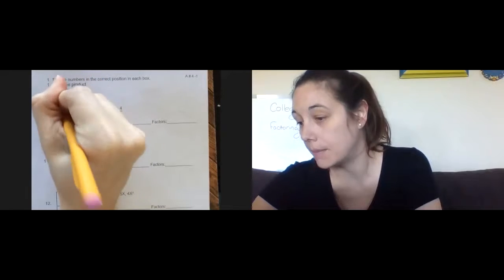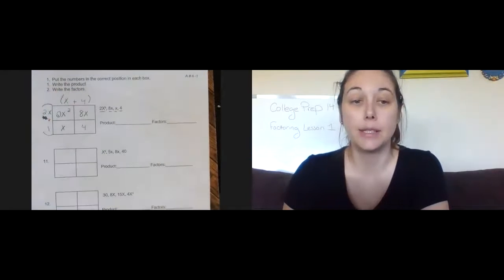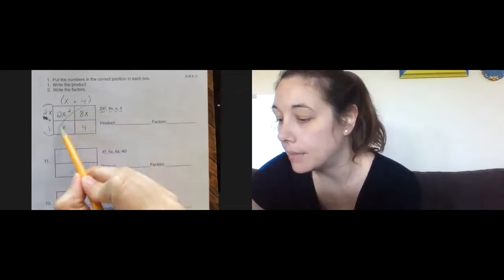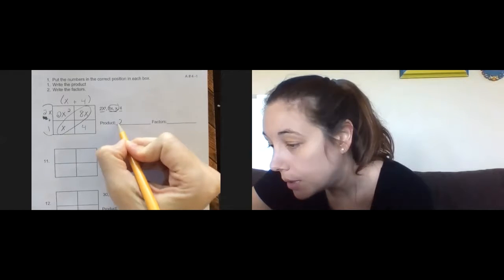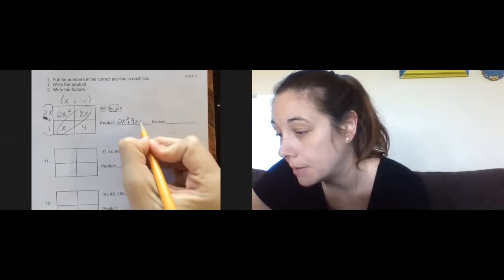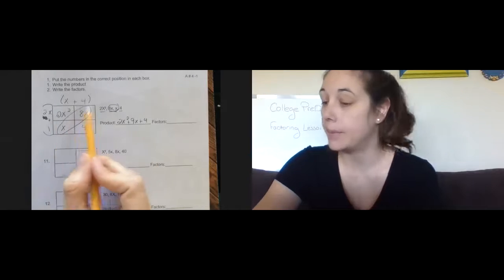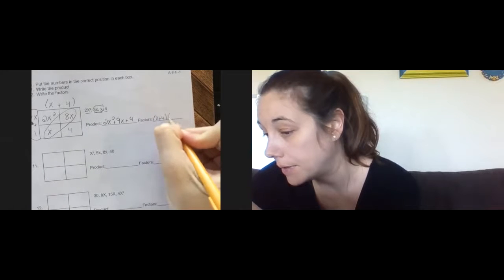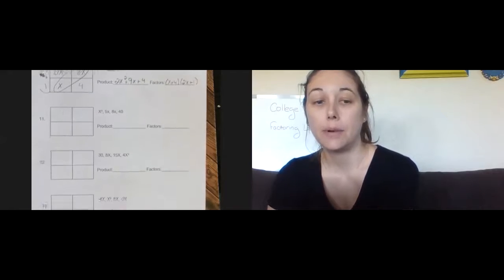So here is our top binomial, and here is our binomial out on the side. So our product, when you write the trinomial of the inside, you can combine these like terms. So we've got 2x squared plus 8x plus 1x gives us 9x plus 4. And our factors are the binomials that we put on the outsides of our box. So our factors are x plus 4 and 2x plus 1. Ta-da!